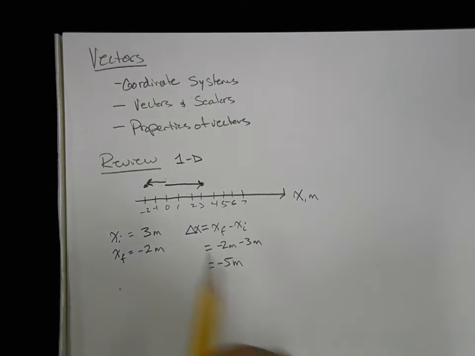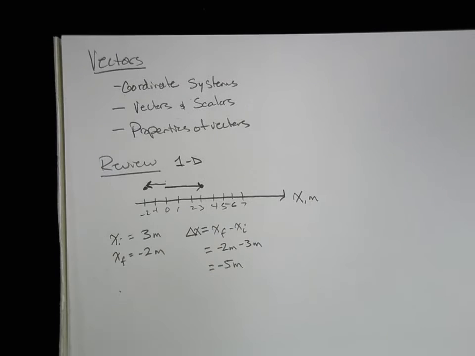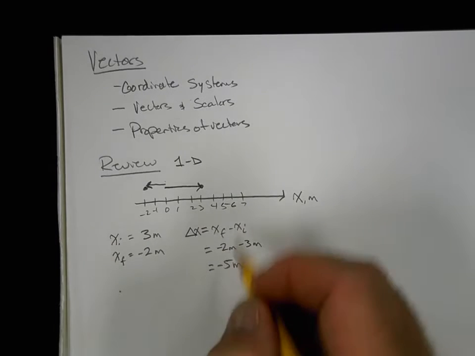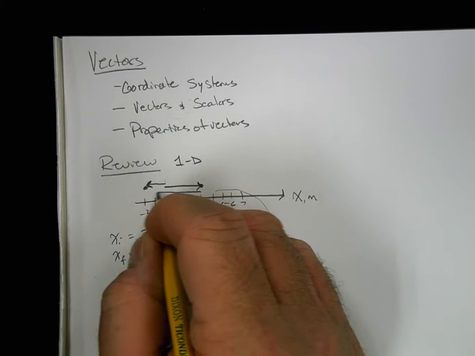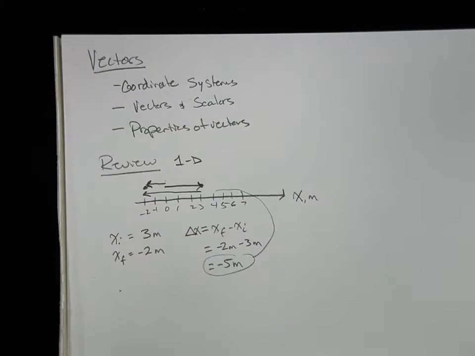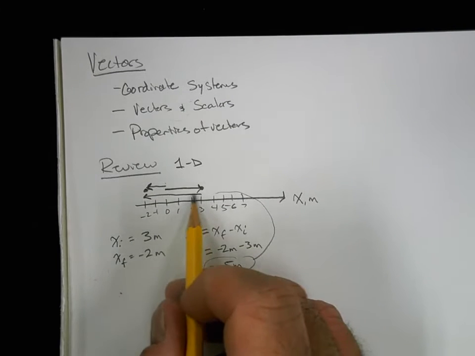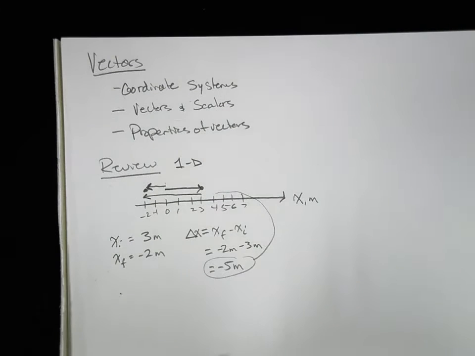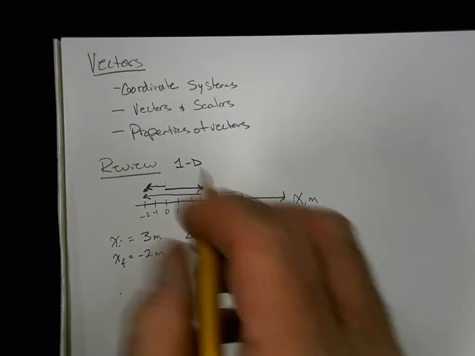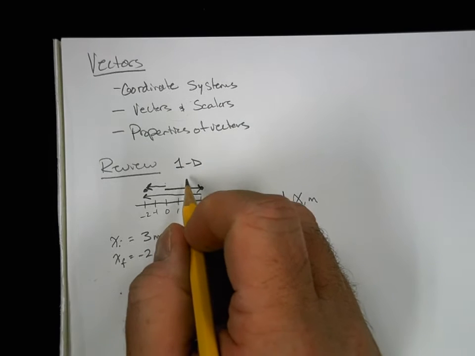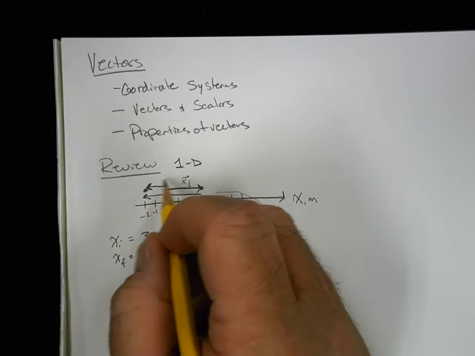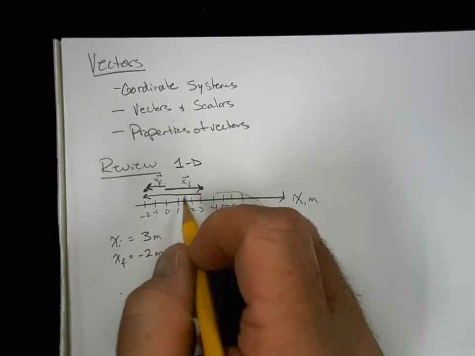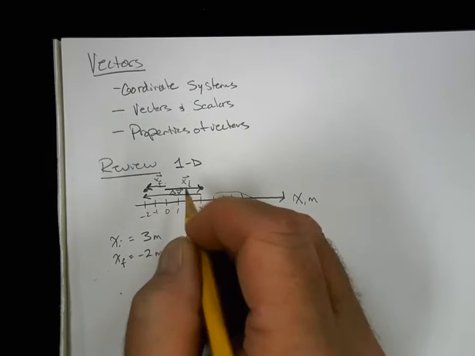We have this -5 meters, but the -5 meters is his change, and this is related to that vector right there. We start at the 3, we move to the -2. That is a -5 meter displacement vector. This is x initial, this is x final, and this is delta x, and it's that vector.